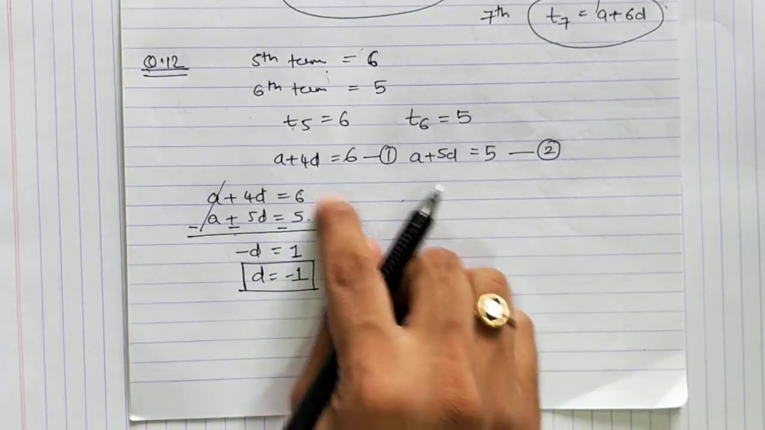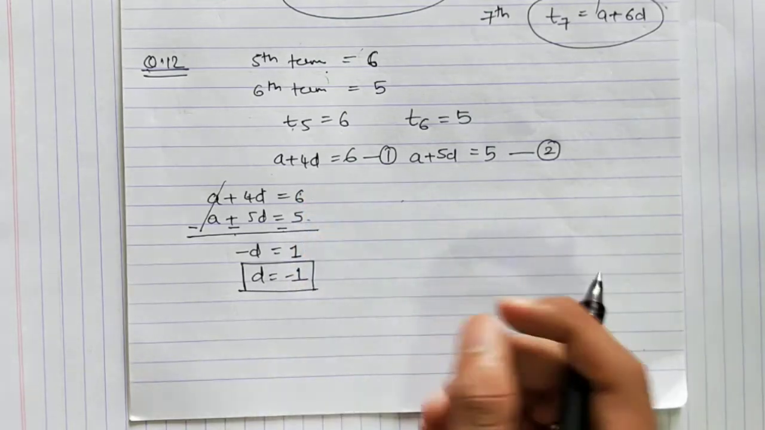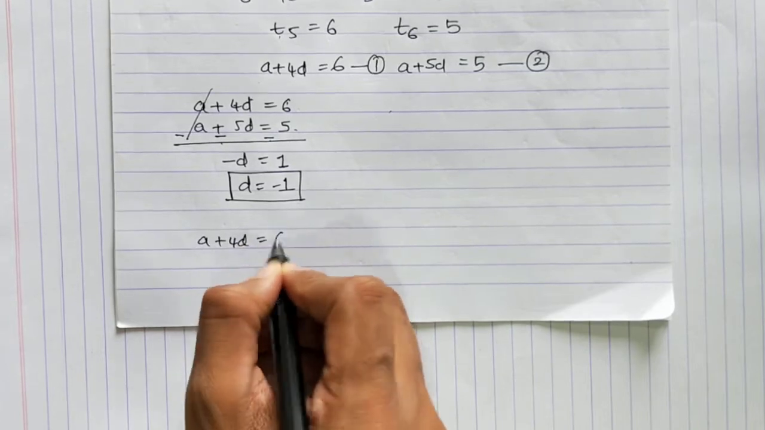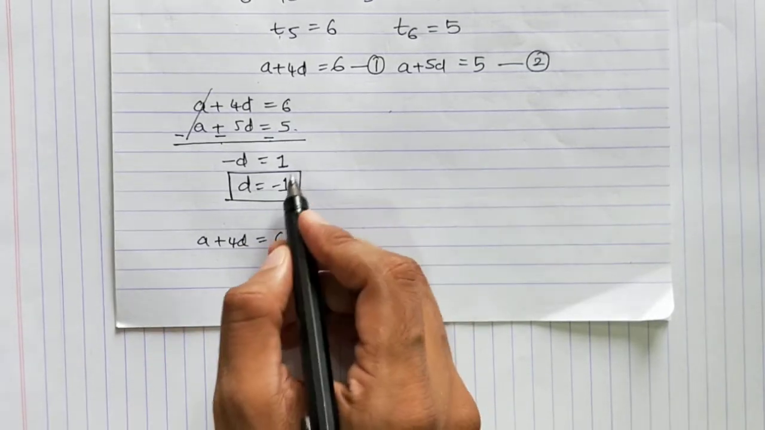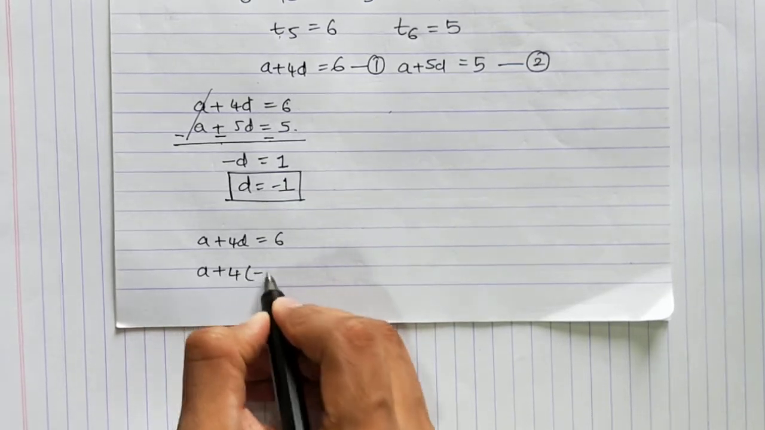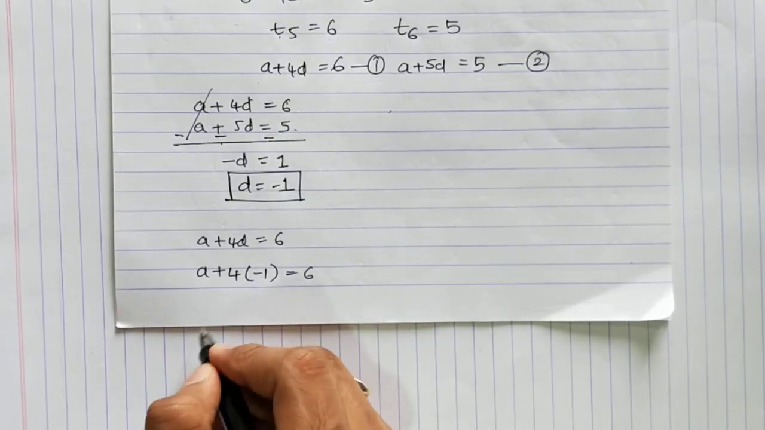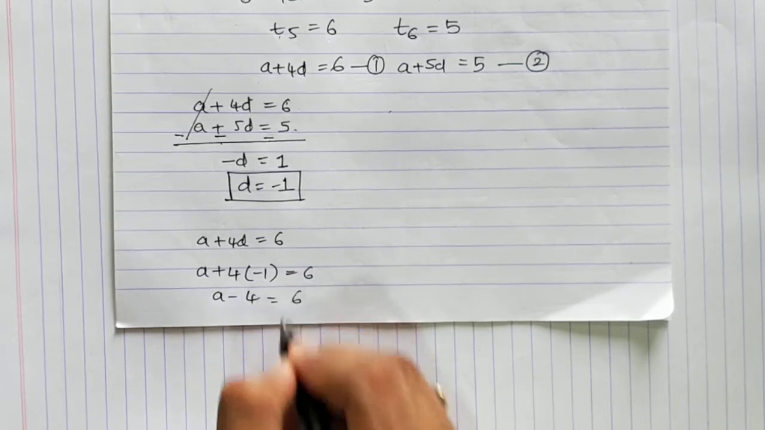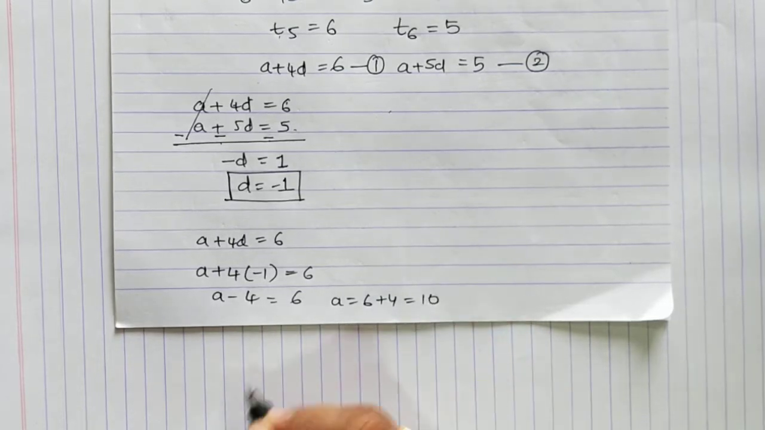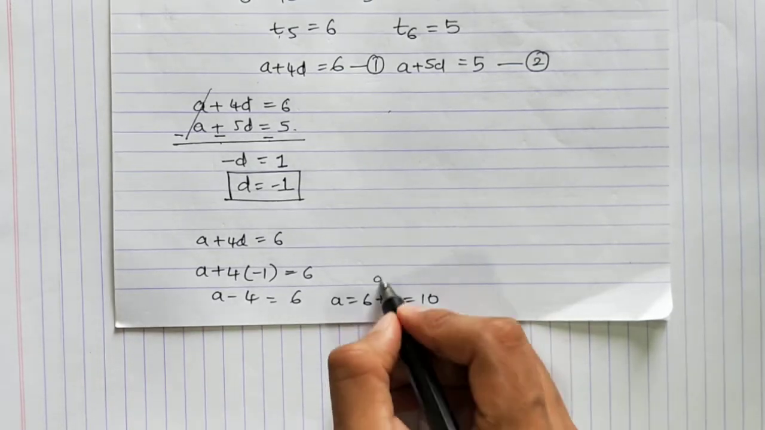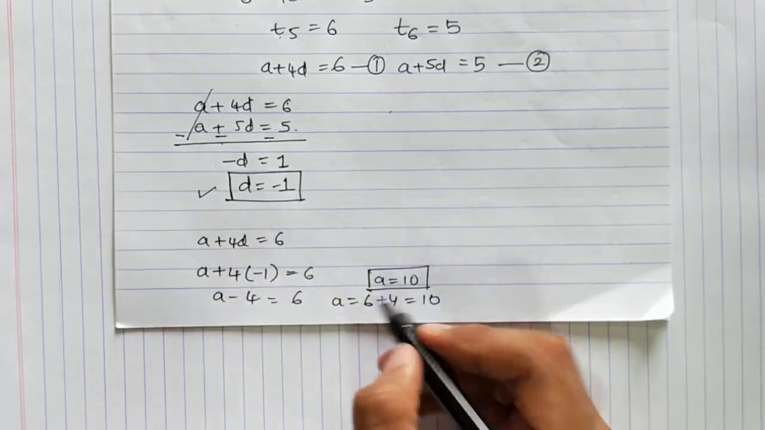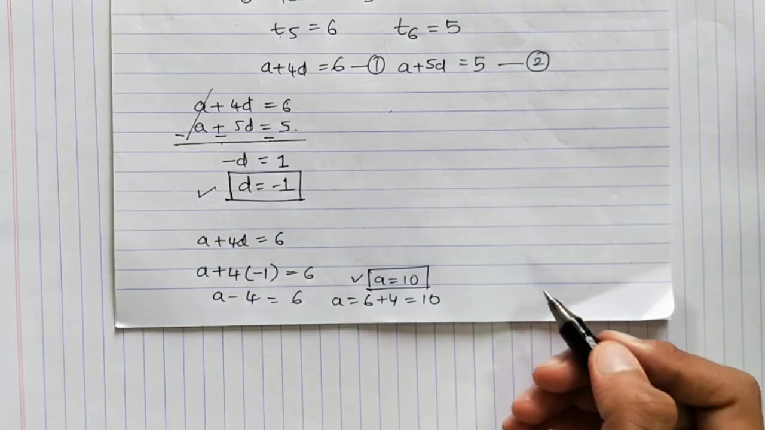Now we can substitute the value of d here in any of the equation and find a also. So I'll substitute in a plus 4d is equals to 6. This is the first equation. In this equation I'll substitute d as minus 1. So a plus 4 into minus 1 equals 6. So a minus 4 equals 6. So a is equals to 6 plus 4, that is 10. So a is 10. I have found d also and a also.